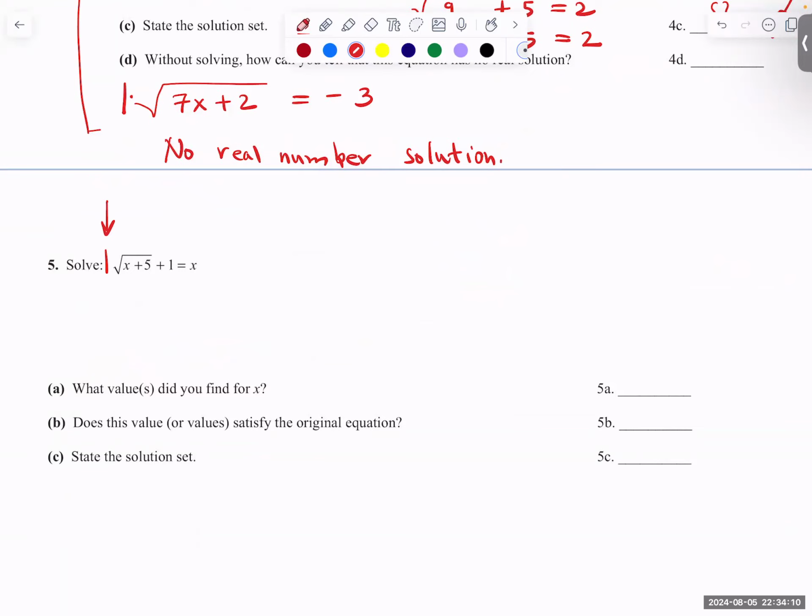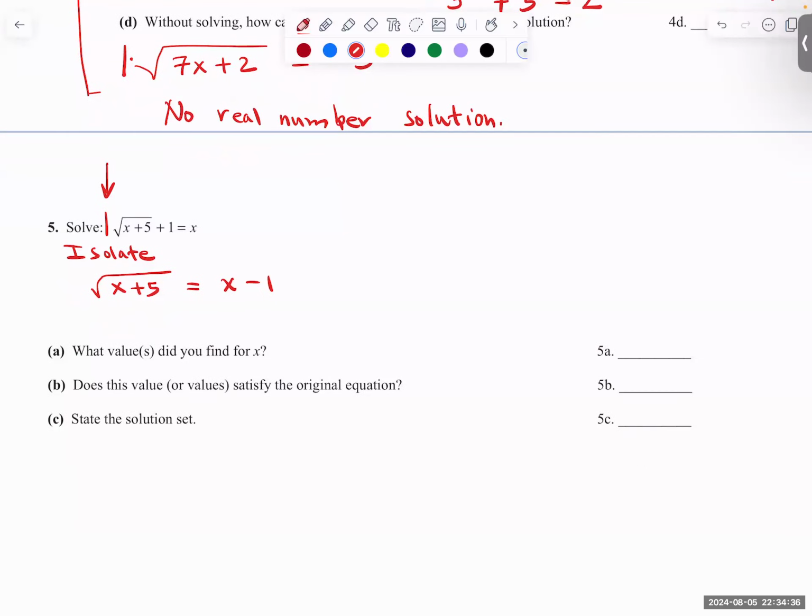All right, so in this kind of a problem, the first thing we have to do is isolate the radical. To isolate the radical, we need to subtract 1 from both sides. So we have the principal square root of x plus 5 is equal to x, and then subtract 1 from both sides.